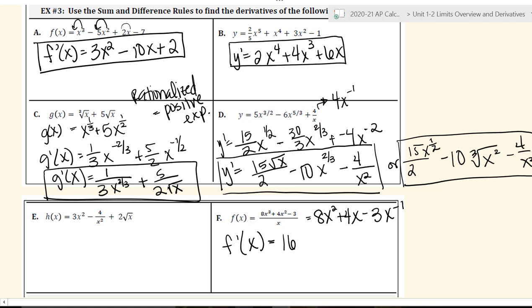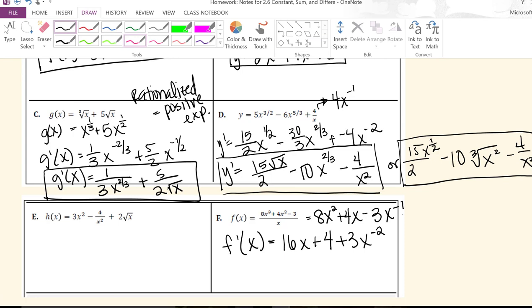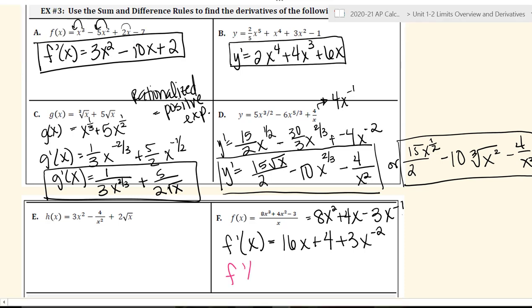2 times 8 is 16, and then remember we're taking it down a degree. 4 times 1 is 4, and that just stays here. That negative 1 comes down and multiplies by that negative 3 to make that a positive 3. Subtract 1, so x to the negative 2. And then we're always taking that down and summarizing at the end. And I'm going to say f prime of x equals 16x plus 4 plus 3/x squared.